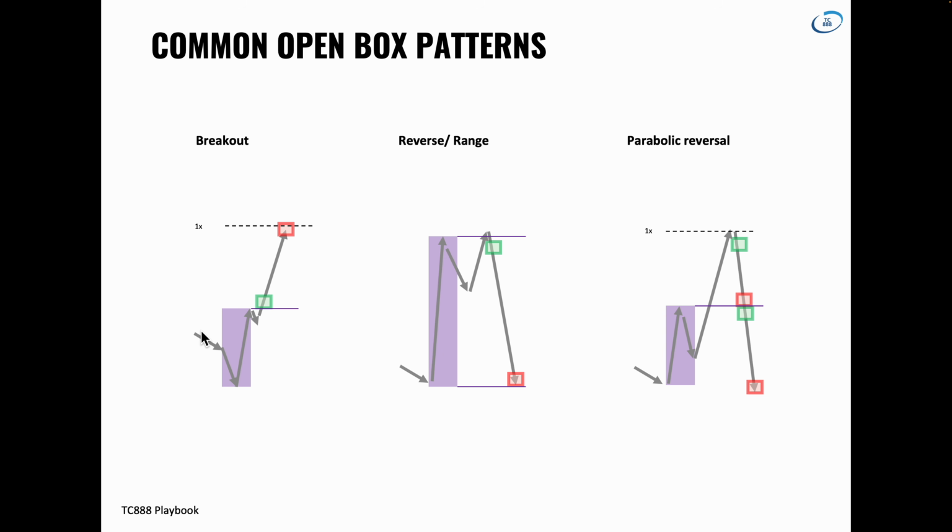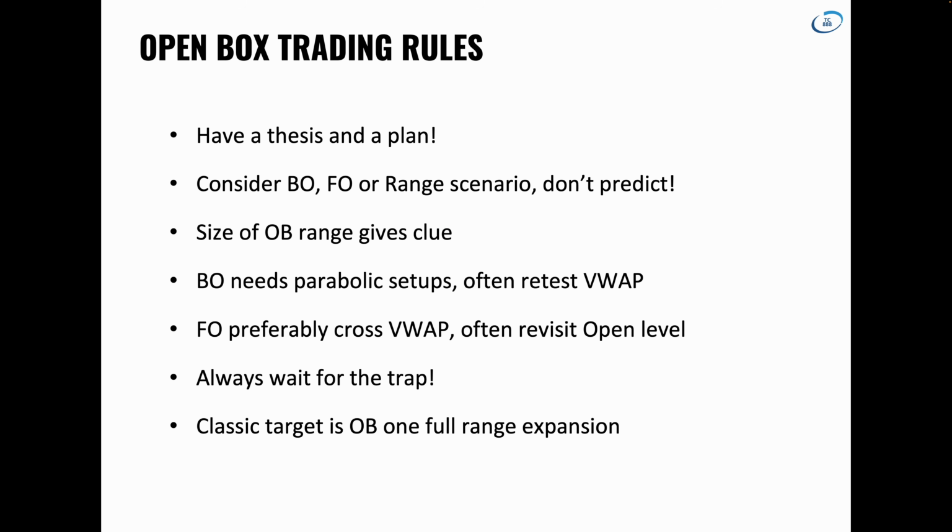If you trade a fake out, you preferably wait for a price to cross the VWAP again, and often it revisits the open level. And then you might go to the other side. Always wait for the trap. That's very important, as discussed in one of the last episodes.